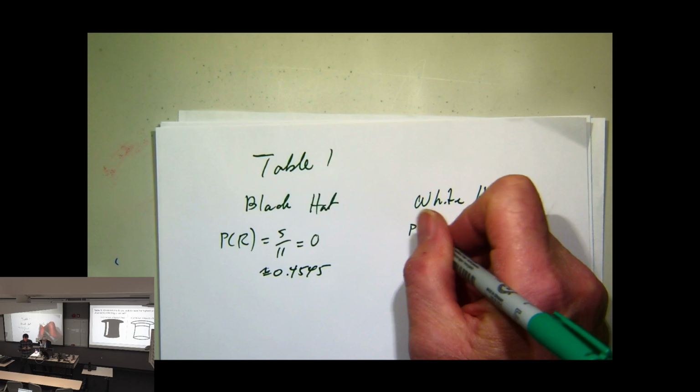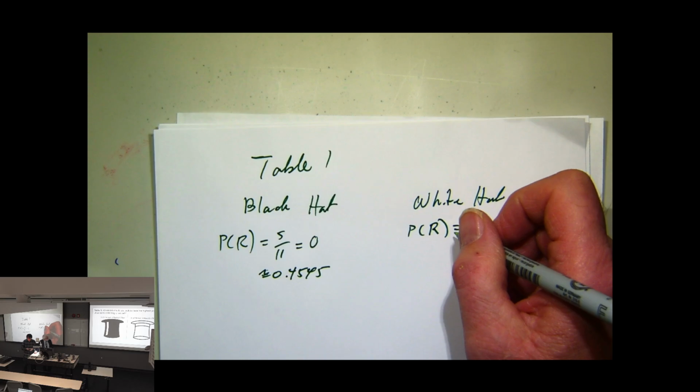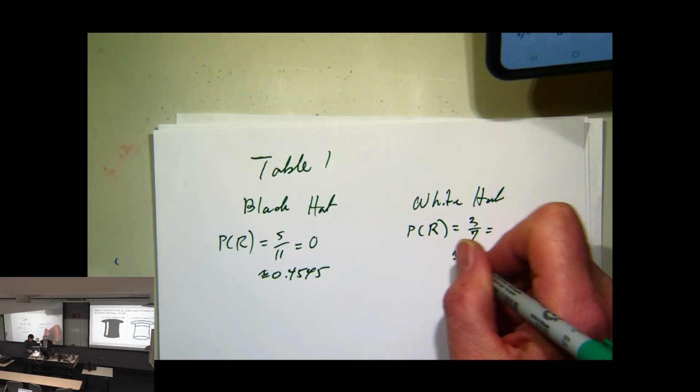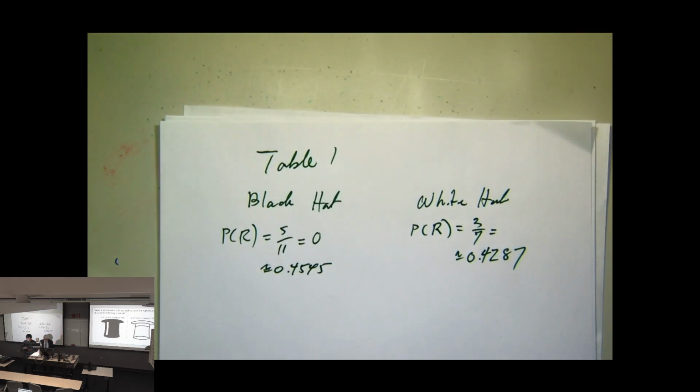And what was our probability of getting a red on this one? All right, I got 3 divided by 3 plus 4, which is 0.42857. Okay, so which one's going to give you the higher probability? Which hat are you going to pick?